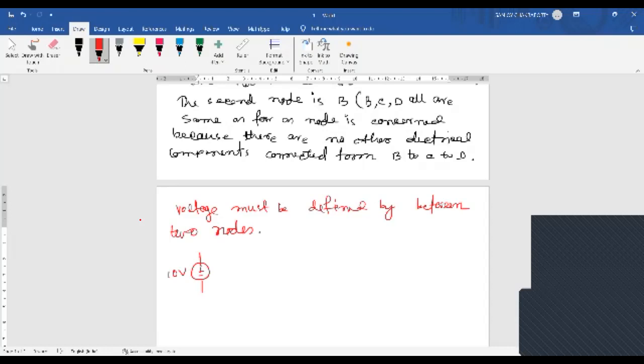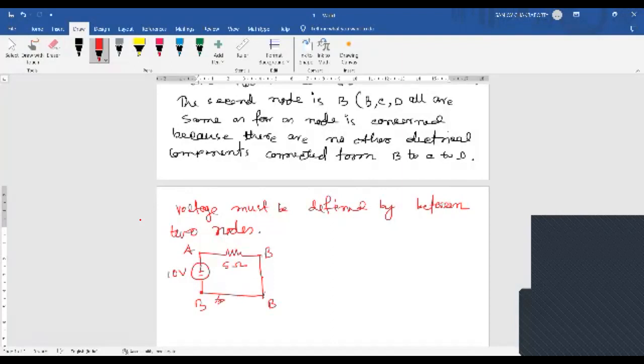So in this circuit, suppose this is 10 volt, and suppose this is the connection. Suppose this is 5 ohm, and suppose this is point A. This is node B, or I can say all are node B. So if I say 10 volts, basically this 10 volt means the voltage of this point, node A, with respect to this point. Here this point is B because all are B.